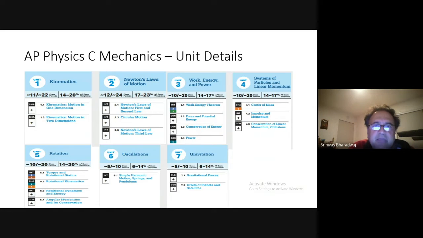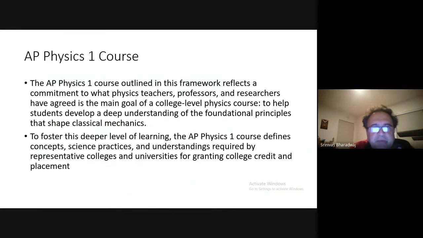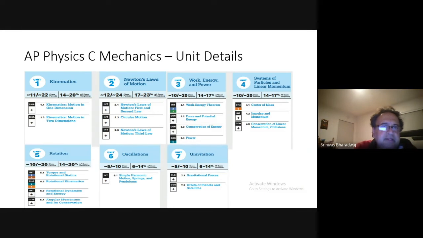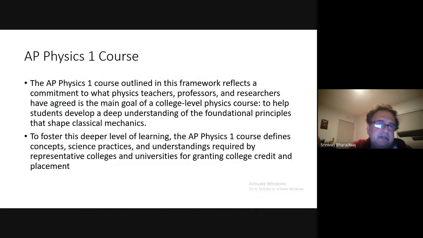And AP Physics C, these are the units. We will start with some calculus and vectors, then we will go to unit 1, then unit 2, etc. And then we will try to complete all these units before early December sometime. We will complete all the units of AP Physics C. The AP Physics 1 course also follows a similar outline, and then in the second semester, we will go to electricity and magnetism. So in January, we will go to electricity and magnetism.